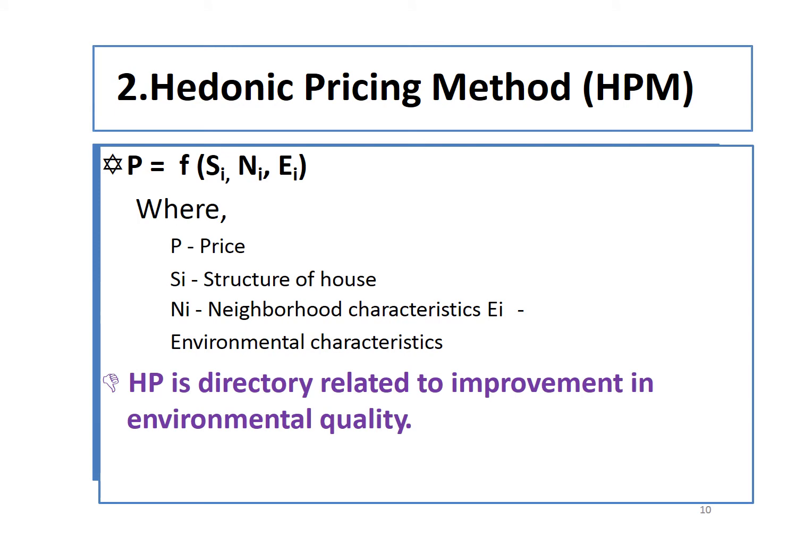The price of the environmental good is a function of the structure of the house, neighborhood characteristics, and environmental characteristics. That is, P is a function of SI, NI, and EI. So hedonic price is directly related to improvement in environmental quality.